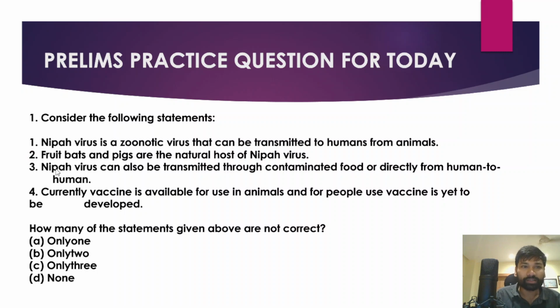And the third statement says that Nipah virus can also be transmitted through contaminated food, directly from human to human. Yes, this is also a true statement. And the fourth statement: currently a vaccine is available for use in animals, while for people, a vaccine is yet to be developed. Okay, so actually the question is asking about the options which are not correct. So which of the following are not correct?